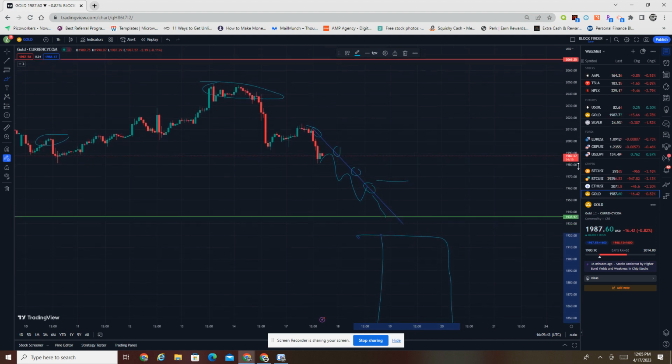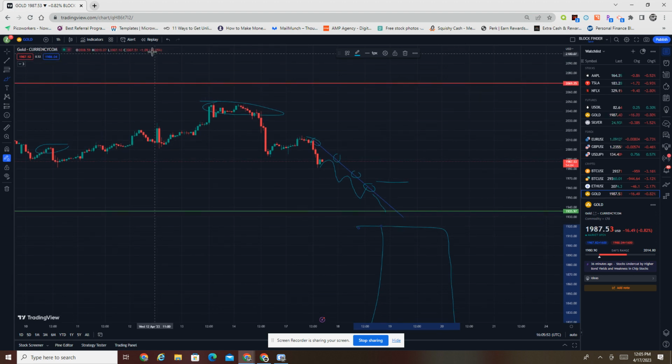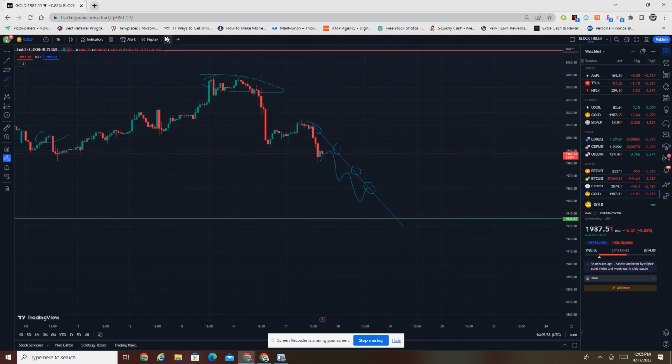Simple, simple stuff. This is how I do my breakdowns. This is how I teach people how to do breakdowns. Now, with that being said, you guys, let's take this off the chart. What comes along with this is patience, you guys. You got to remember, these candles right now represent 1 hour. So we're talking about hours before these type of movements happen.